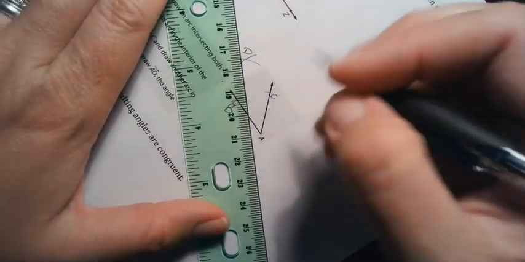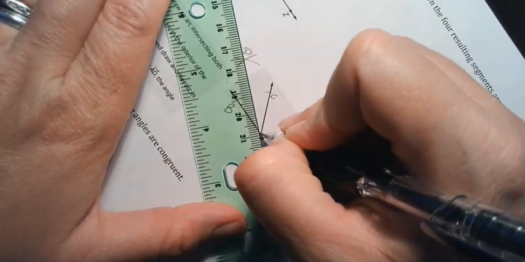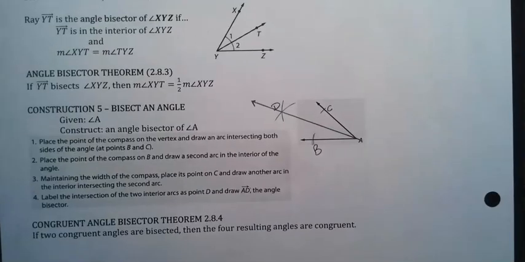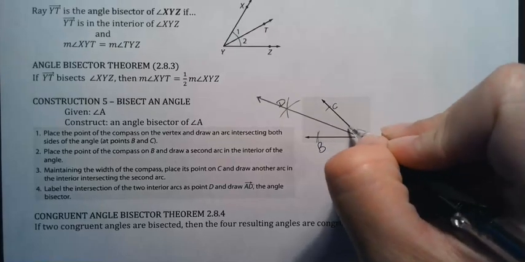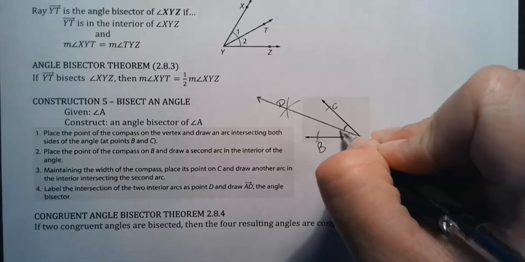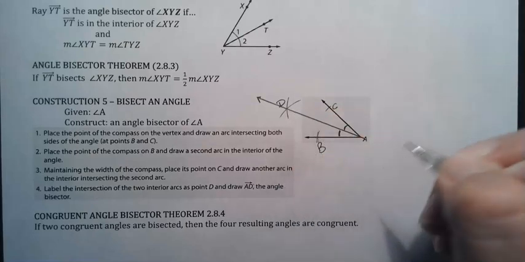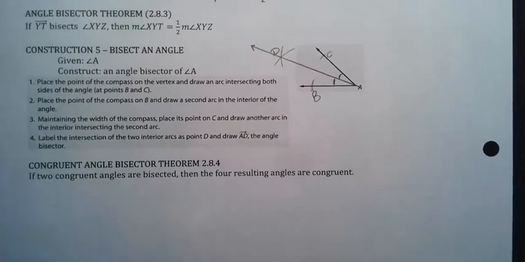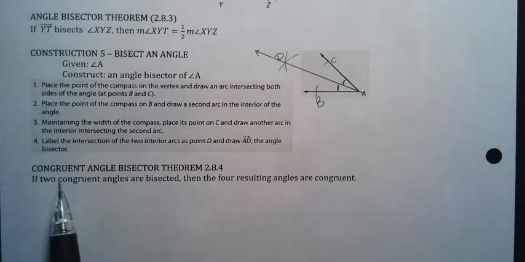I'm going to have to turn this a little bit so I can line it up best I can. So there is my angle bisector. I drew in ray AD. Remember, that means that this angle, CAD, is congruent to this angle, DAB, because I bisected it. I cut it into two equal parts, which gives us that last theorem here, the congruent angle bisector theorem. If two congruent angles are bisected, then the four resulting angles are congruent.